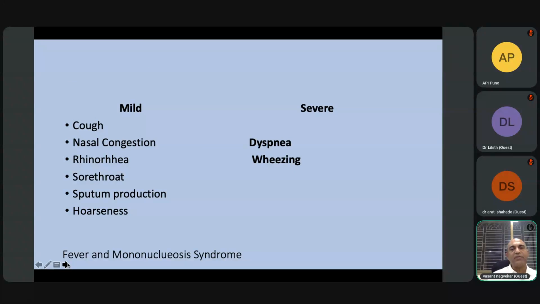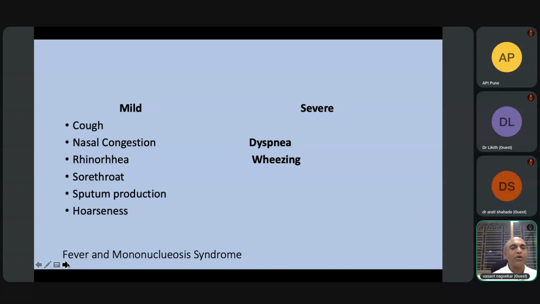This is how it looks. The milder version, which we see in patients from 5 years to 65 years, will have just cough, nasal congestion, rhinorrhea, sore throat, sputum production, and hoarseness of voice. Those patients who develop severe infection will develop dyspnea and wheezing. These are the respiratory symptoms. Non-respiratory symptoms would be fever and a mononucleosis-like syndrome. Some patients may develop rashes, but it is very rare to see.